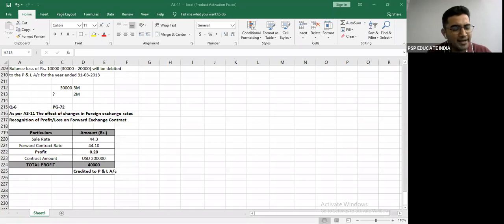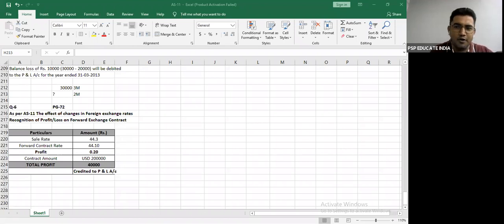You go to a bank and enter into a forward contract. The bank books a rate for you at 44.1, but the market rate will change in future. And the market rate will become anything in speculation. It may become 50, it may become 30. If it becomes 30, it's a loss for you. So this 44.3 is the market rate.